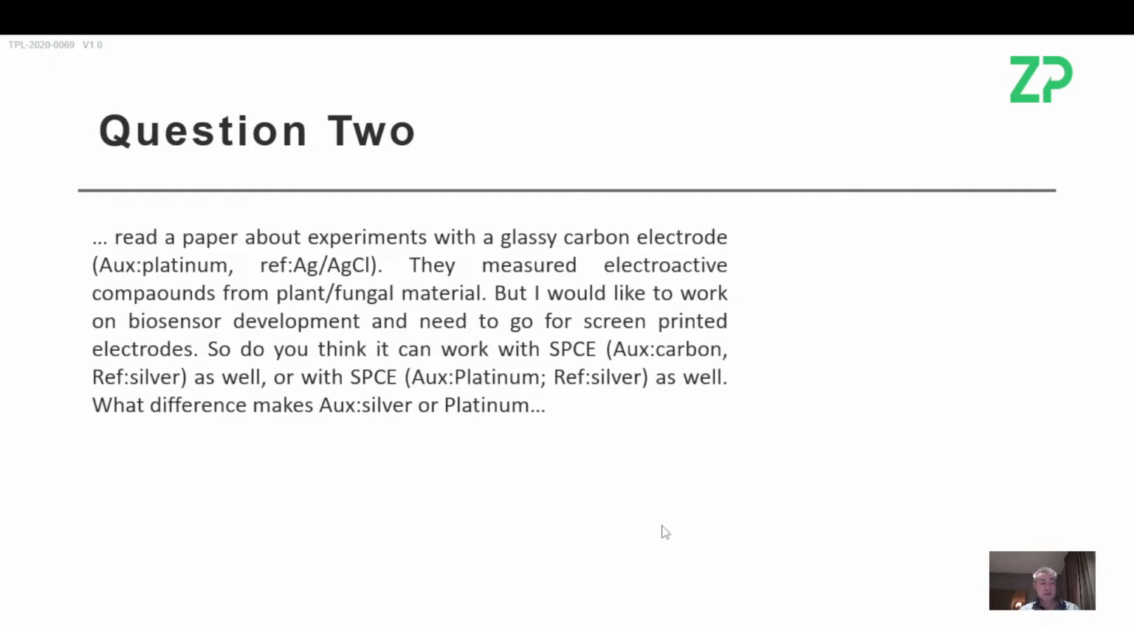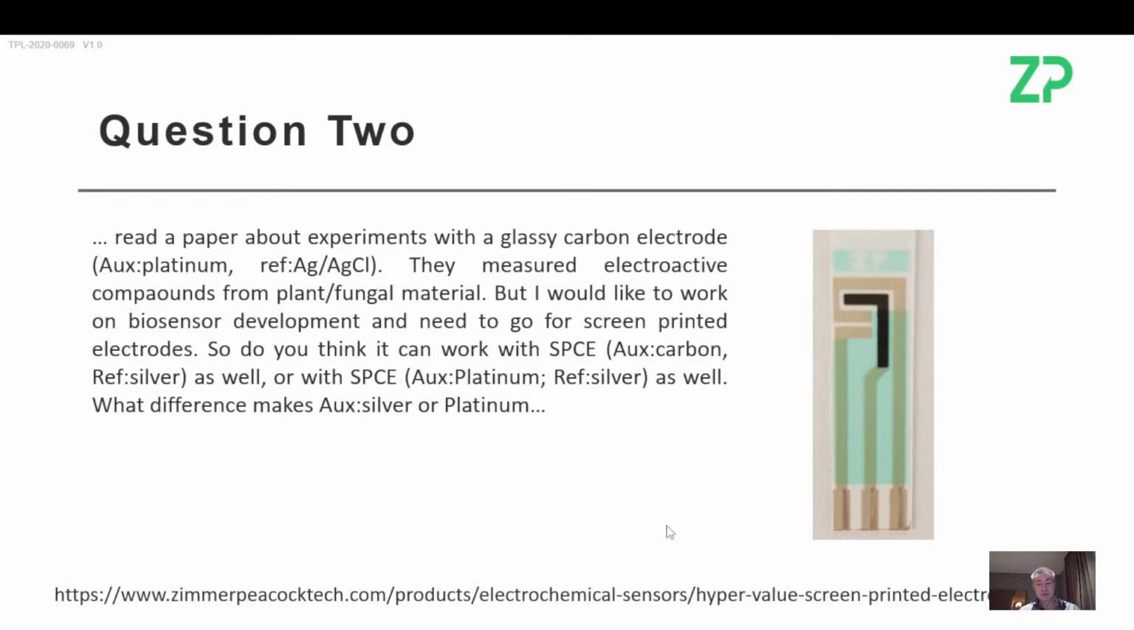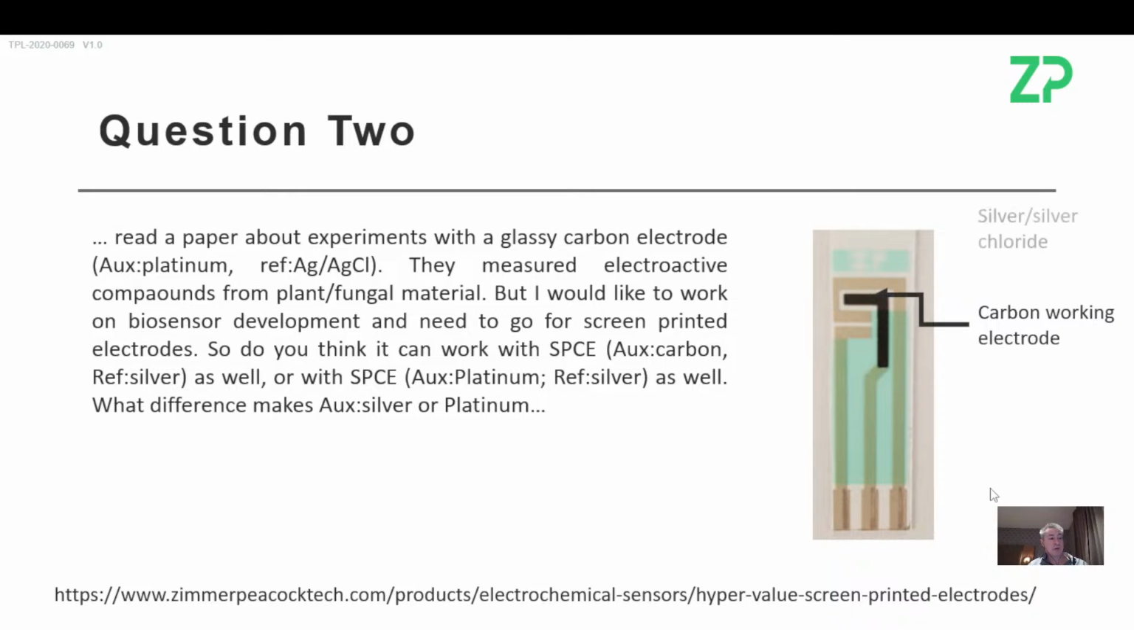So question number 2 is, the question is really asking, this is one of our hypervalue electrodes. If the link pops up, then I will have already put the link underneath the video. But should they be using an auxiliary or counter electrode that's platinum, or an auxiliary electrode that's silver chloride? And so the hypervalue has a carbon working electrode, which is good. It has a reference electrode, which is silver chloride. And then the auxiliary or counter electrode is also silver chloride.